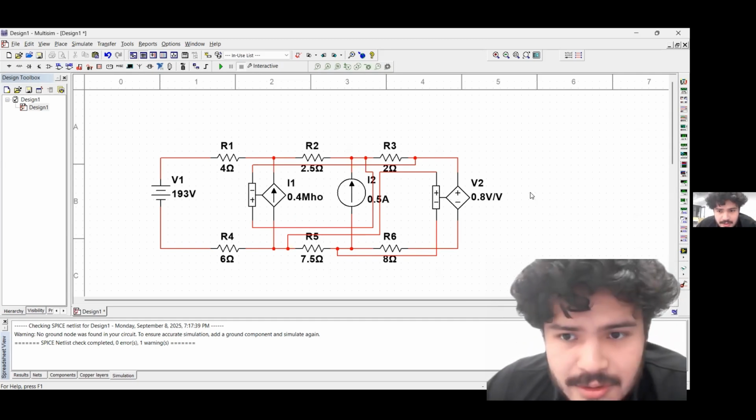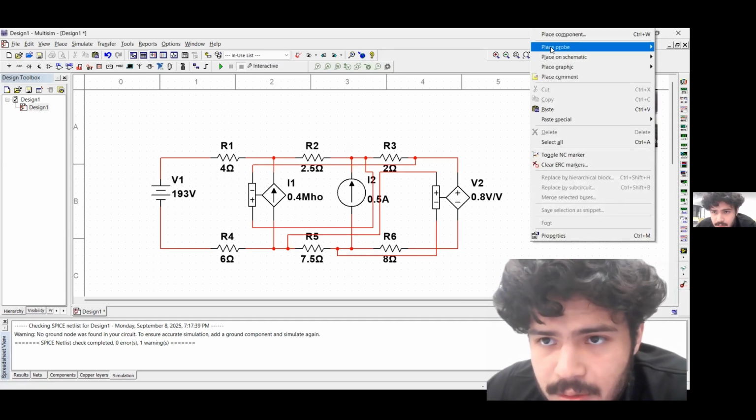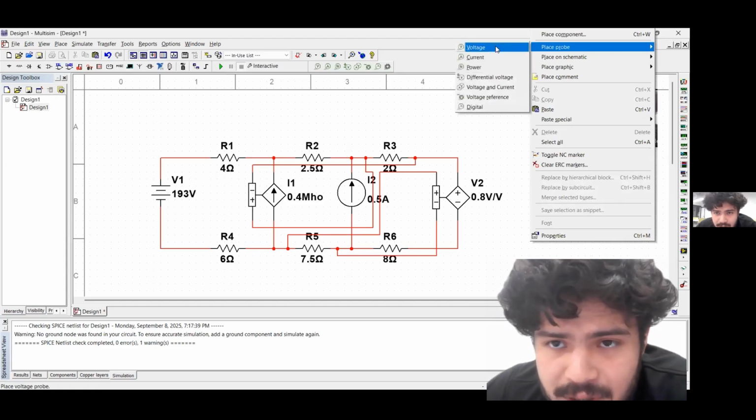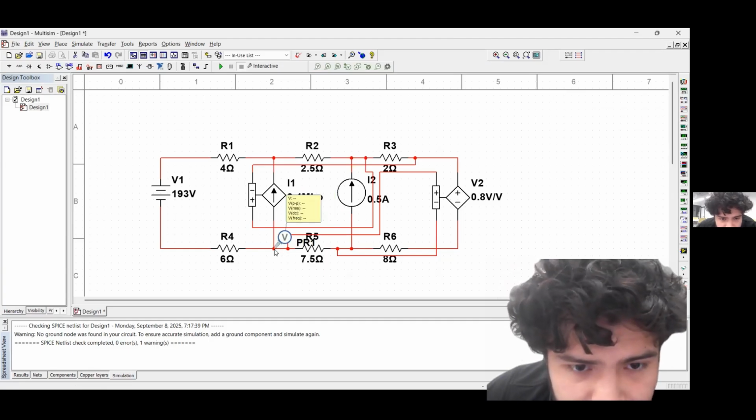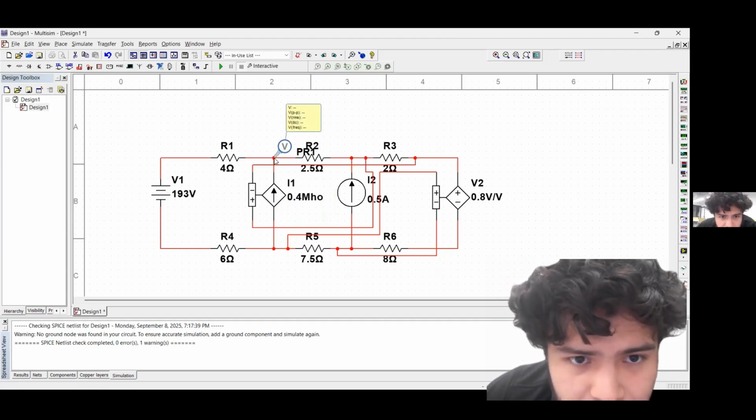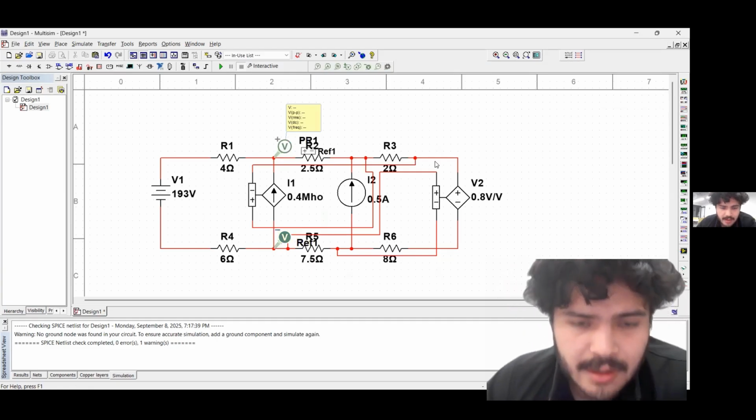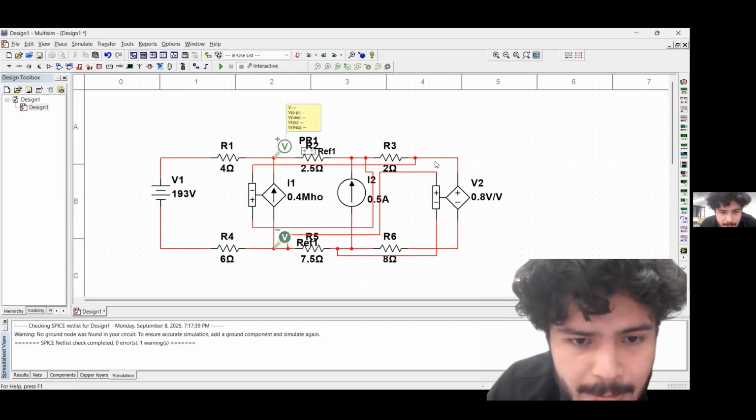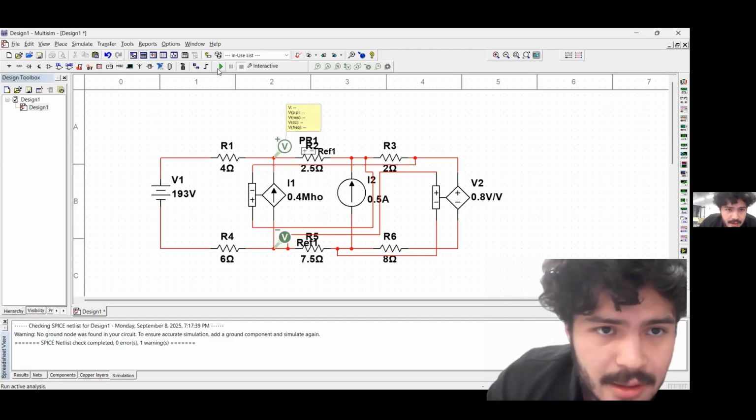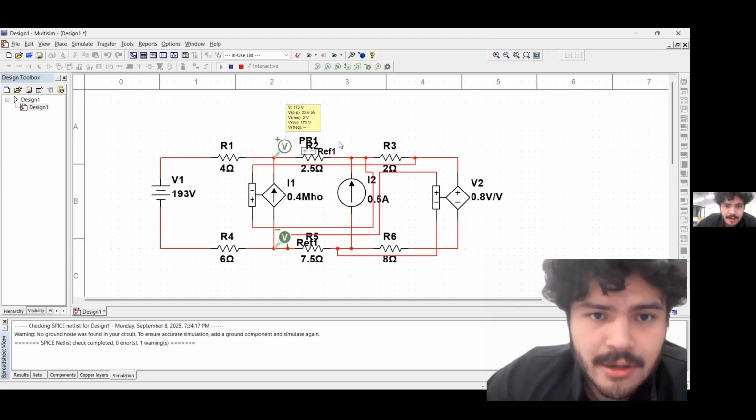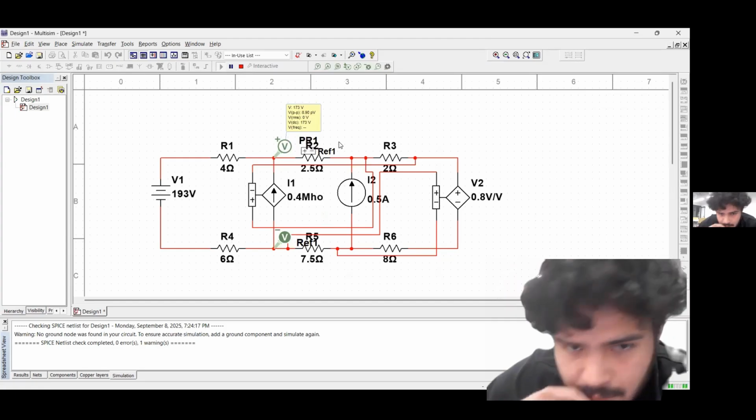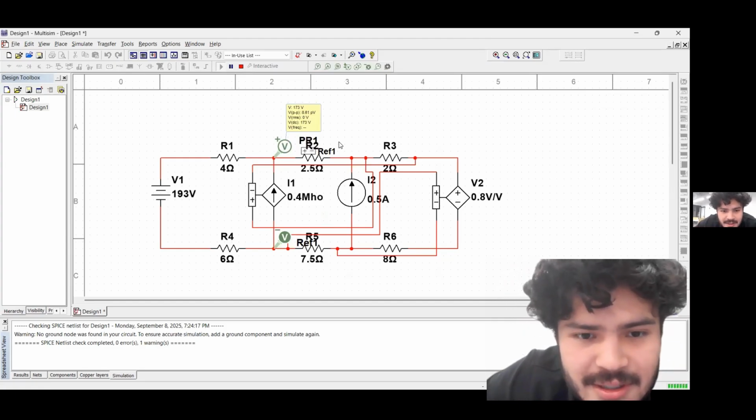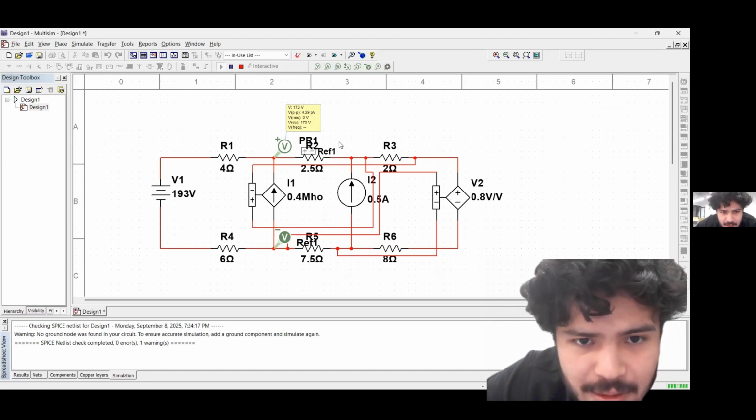Now we're going to prove our voltage that we got in our hand solved problem. So we're going to put a voltage proof, and now we're going to run the circuit, and we got 173 volts. That is the same answer that we got in our hand solved problem.